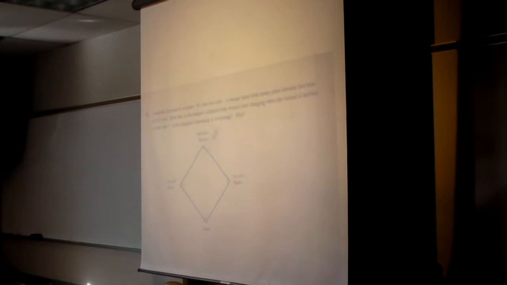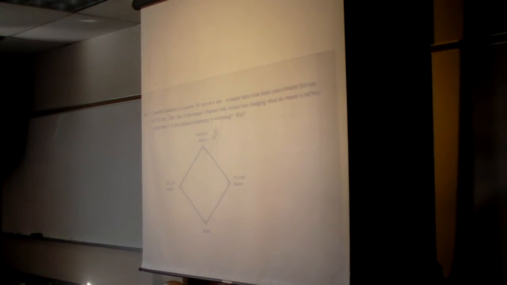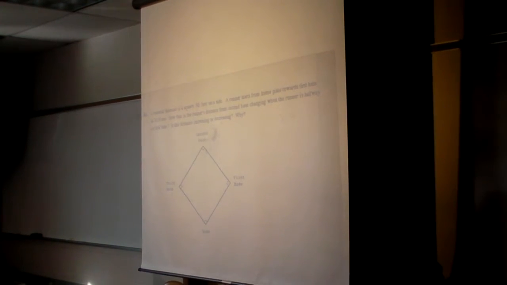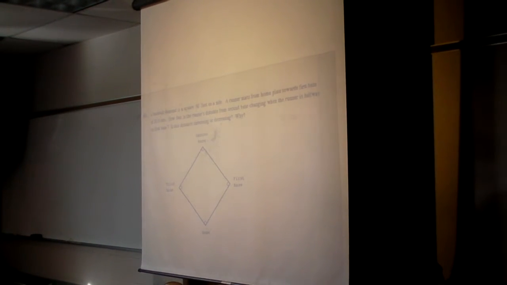This should look familiar. We're not going to solve it. We're just going to set it up. A baseball diamond is a square 90 feet on the side. A runner starts from home plate towards first at 20 feet per second. How fast is the runner's distance from second base changing when the runner is halfway to first base? Just, how would you set that up so that it'd be ready to solve?